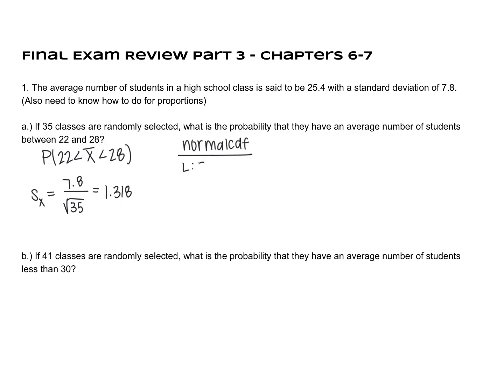So my lower bound is 22, my upper bound is 28, mean is 25.4, and my new standard deviation 1.318. You can also calculate your test statistics, your z-scores, and do it that way as well. So we get a probability of 0.9708.